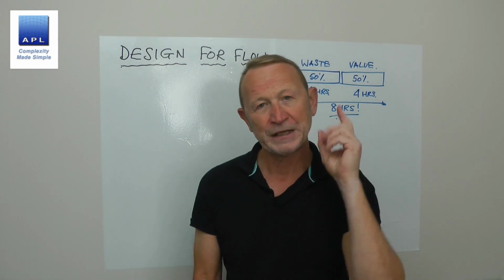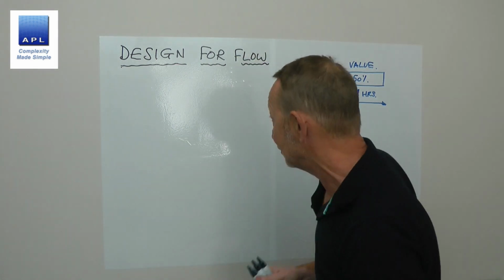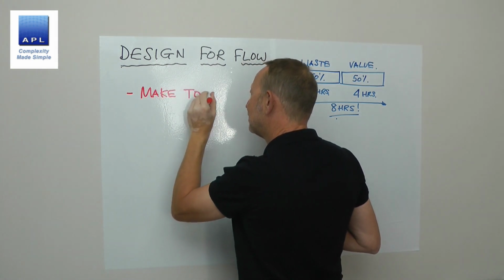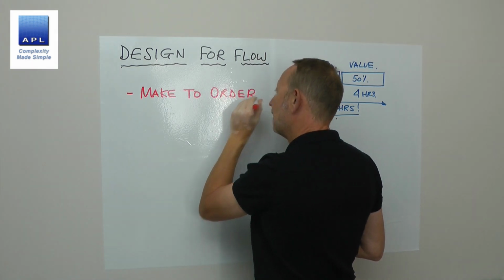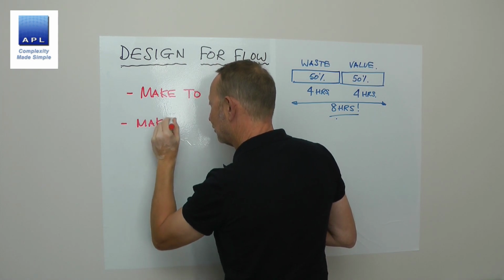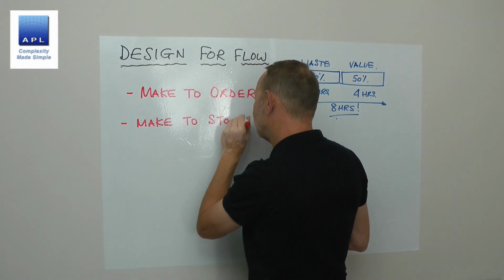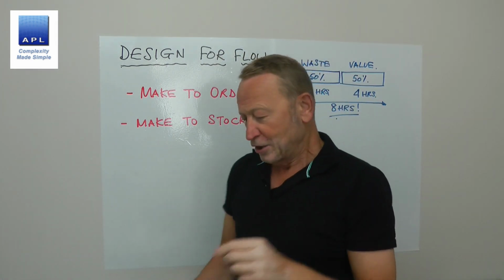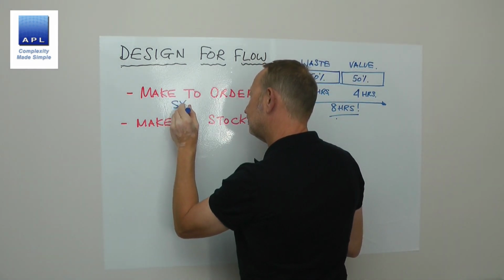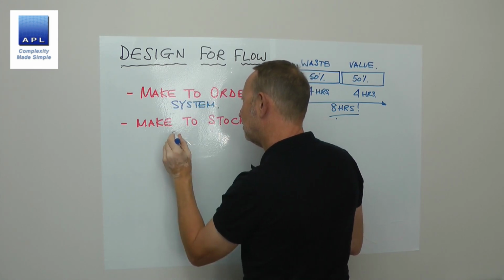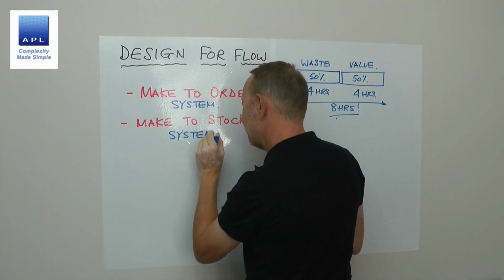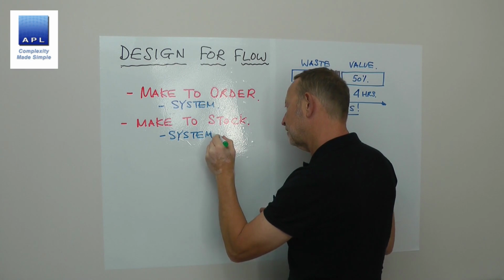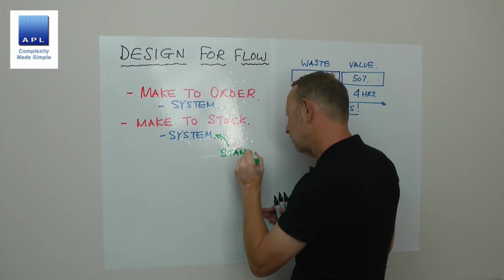This is stage one. Now, the first thing you're going to have to do on your site is this. You are going to have to identify materials, assemblies that you make to order. And you're going to have to identify product that you make to stock. Most important, you're going to have a system for this. Then you're going to have a system for the make to order material and a system for make to stock. When I say the word system, what do I mean? I mean standard work.